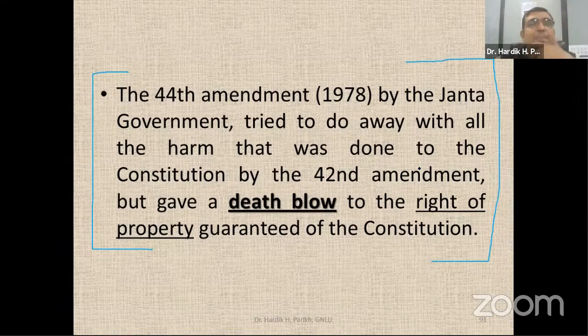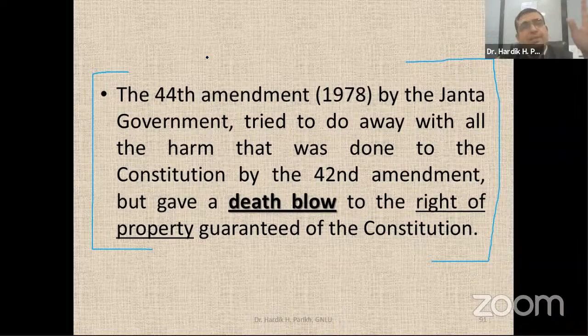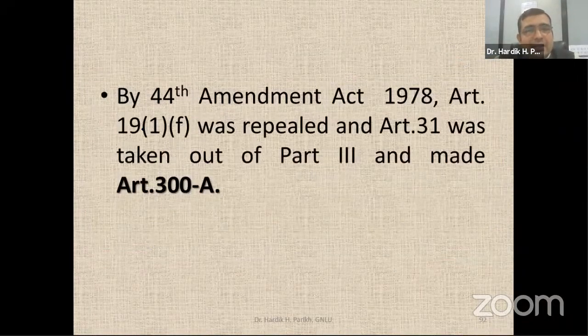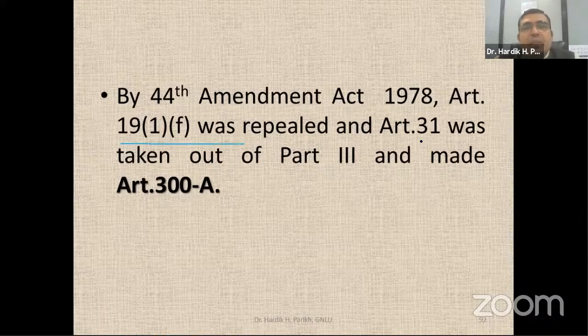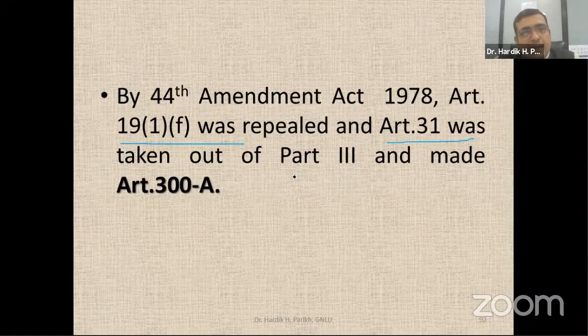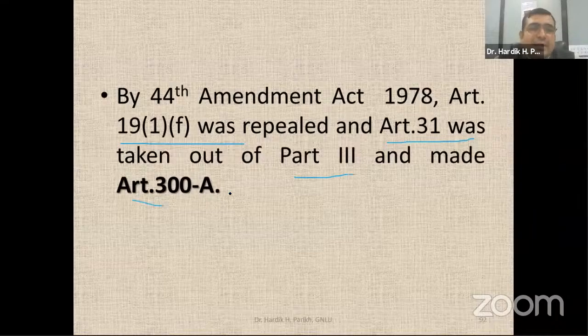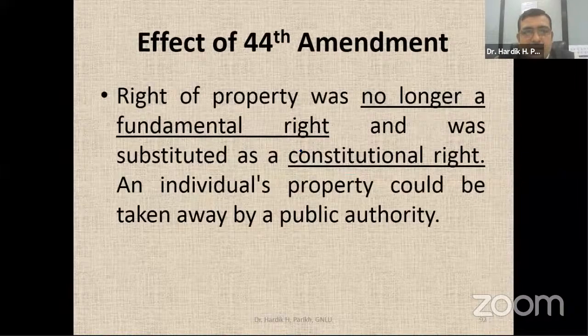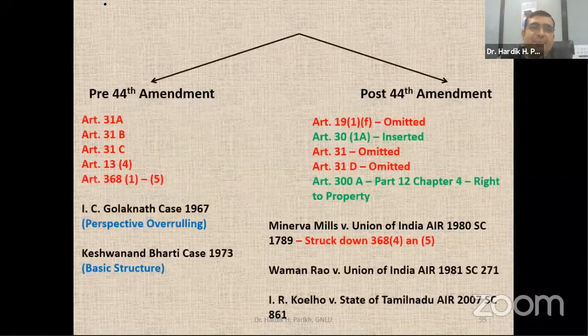This was completely removed. So the 44th Amendment again made a lot of changes in order to supersede the 42nd Amendment. There is no time to discuss all the other amendments, but yes, the right to property things we will consider. So Article 19(1)(f) was repealed. Article 31 was also taken out of Part 3, and Article 300A took place. So now you can see Article 300A. So this is the entire discussion in a nutshell which we made.